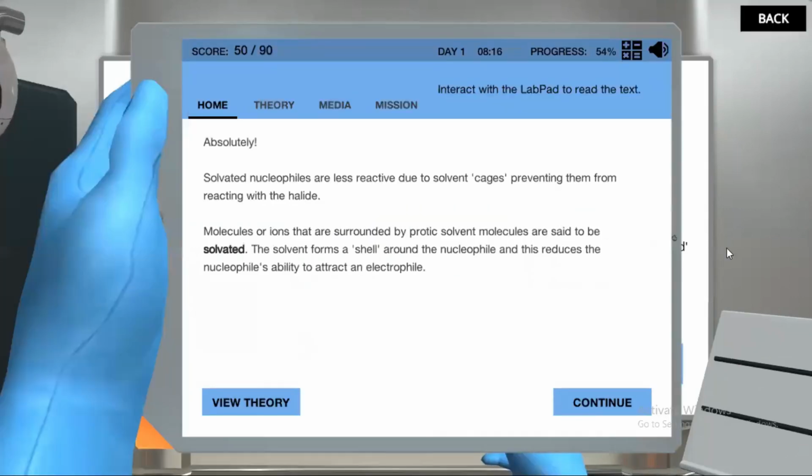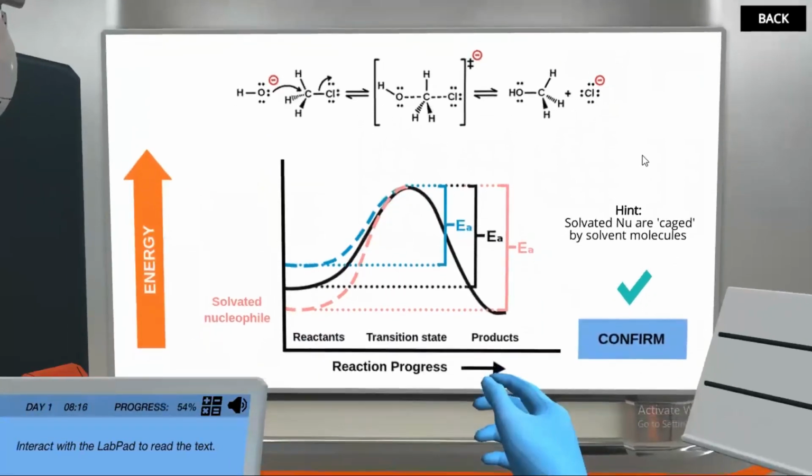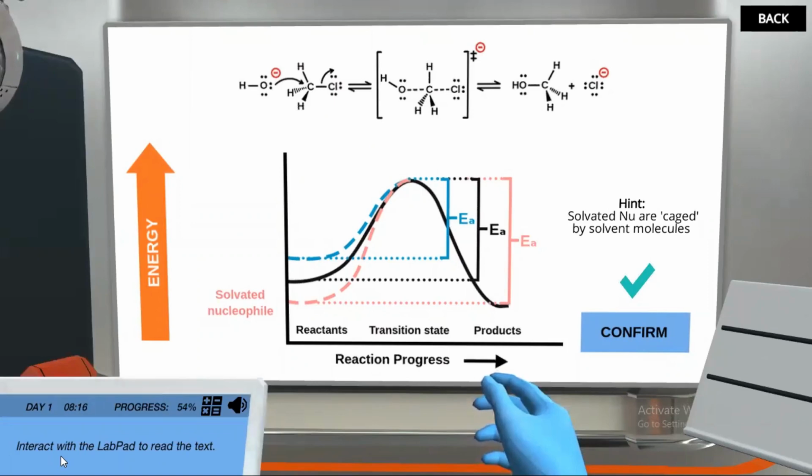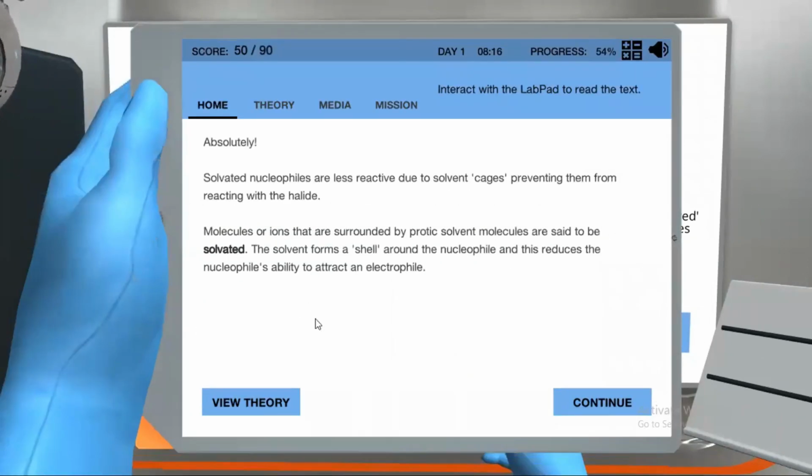Absolutely. Solvated nucleophiles are less reactive due to solvent cages, preventing them from reacting with the halide. Molecules or ions that are surrounded by protic solvent molecules are said to be solvated. The solvent forms a shell around the nucleophile, and this reduces the nucleophile's ability to attract an electrophile.